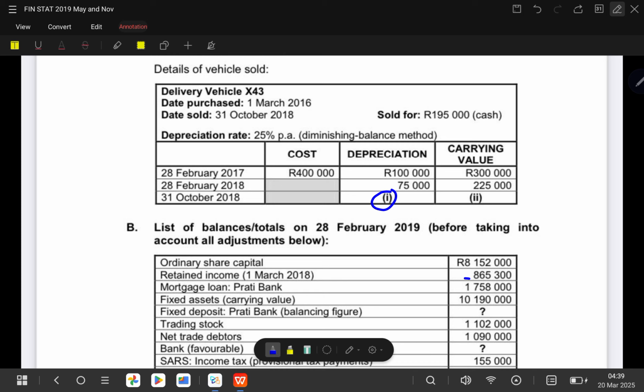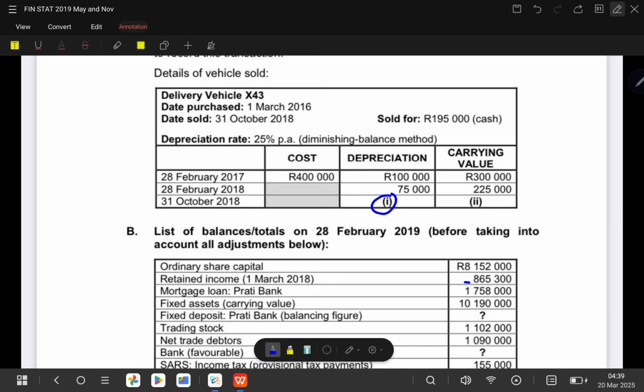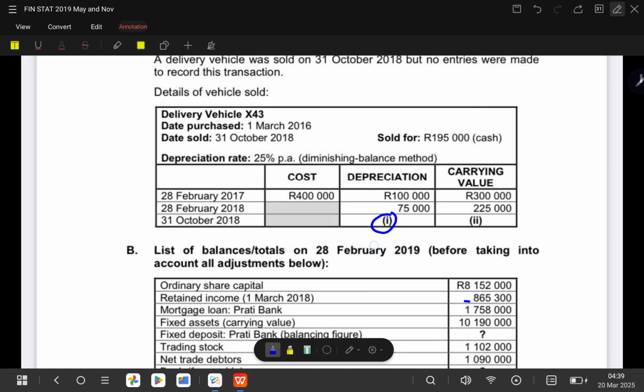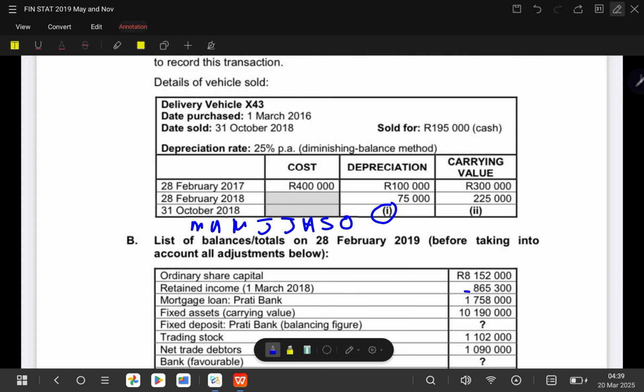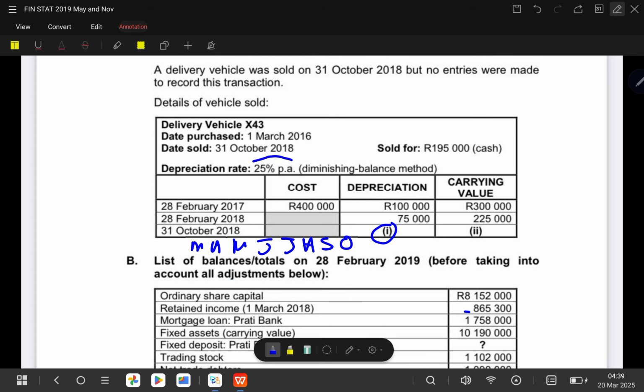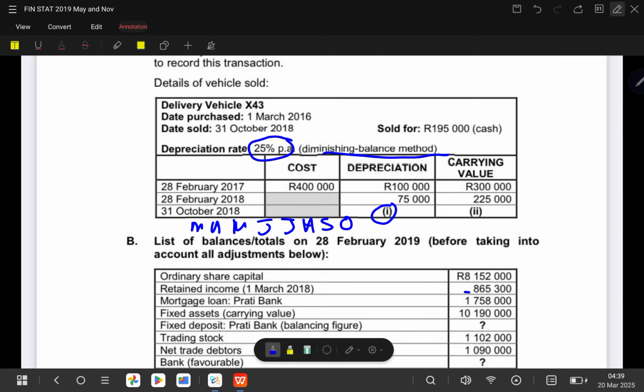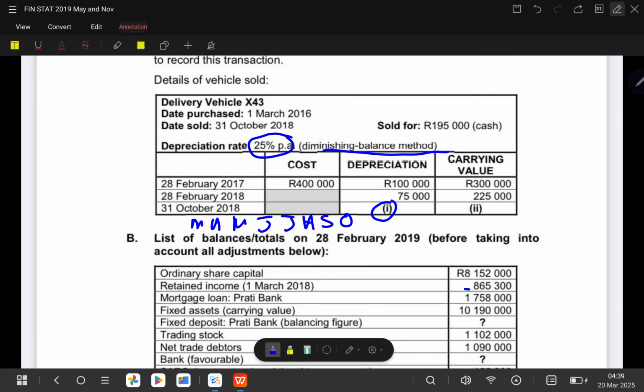And remember, our year started on the 1st of March 2018, and they're saying that it was sold on 31st of October. So it was with us for March, April, May, June, July, August, September, October. So it's 1, 2, 3, 4, 5, 6, 7, 8. So it was with us for 8 months, and they're saying that the method that they use to depreciate is 25% per annum using the diminishing balance method, meaning that you're going to calculate your depreciation on the carrying value.